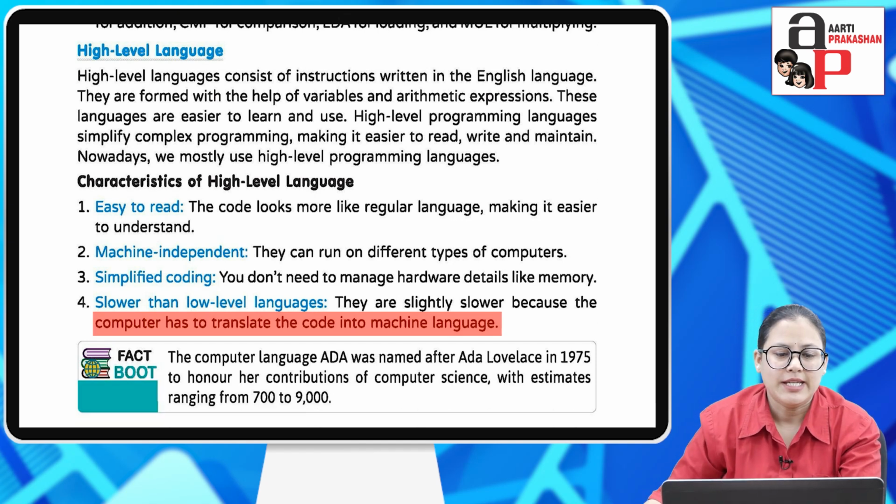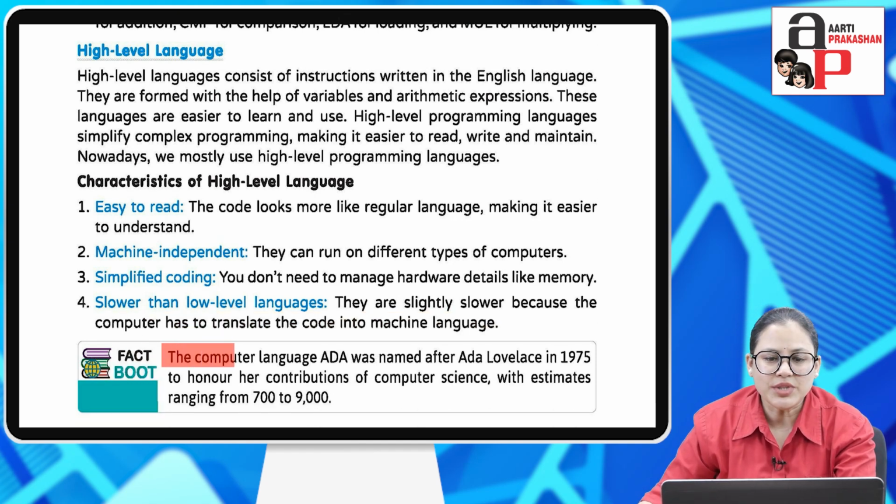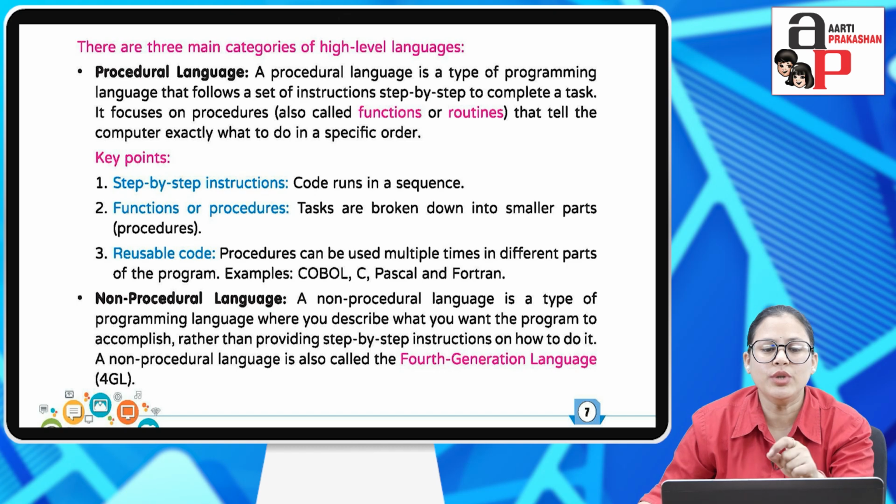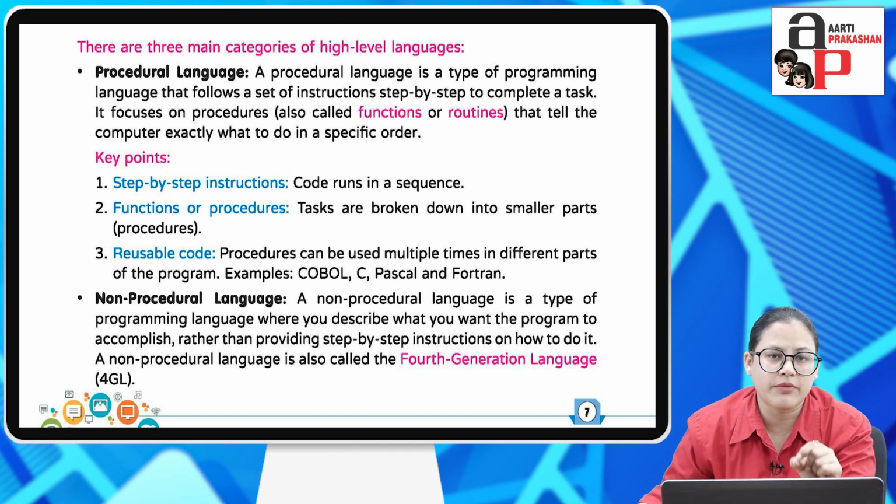Fact box. The computer language ADA was named after Ada Lovelace in 1975 to honor her contributions to computer science. So the computer language ADA, this name was given after Ada Lovelace.